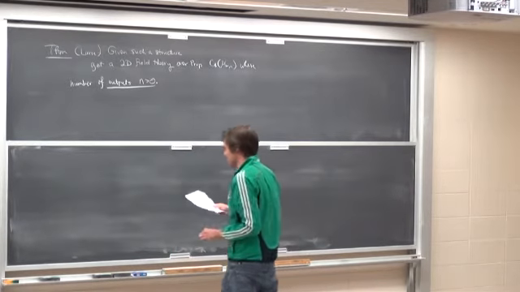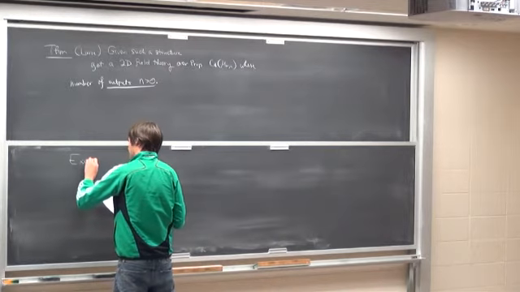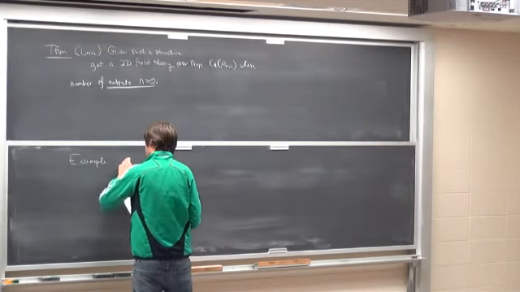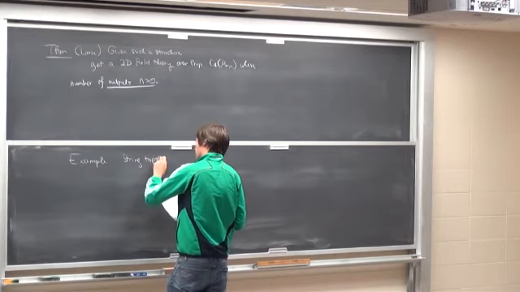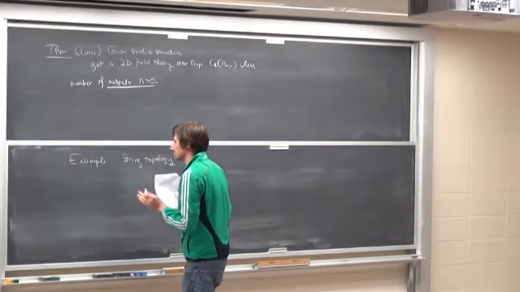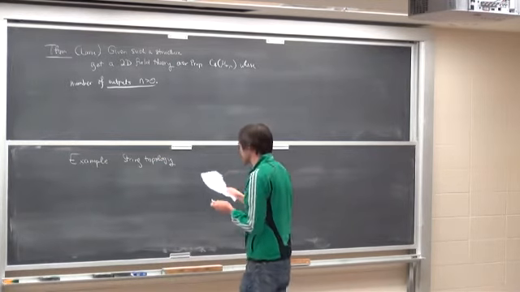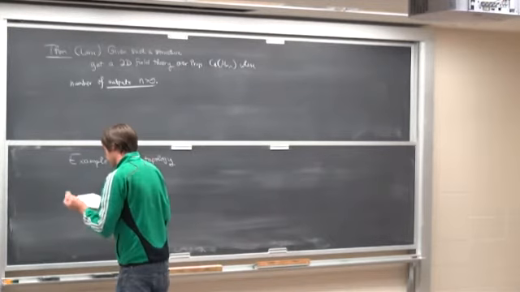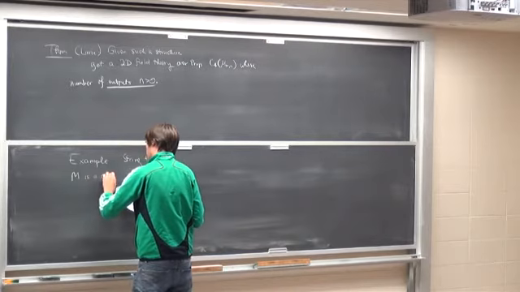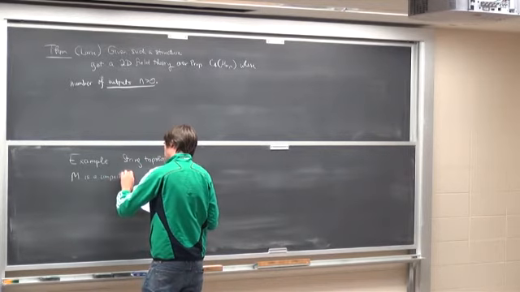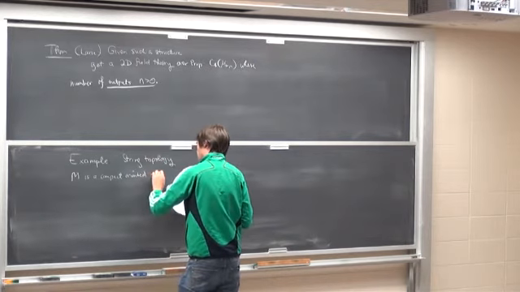So the example, for everyone else's benefit, is string topology, although it's only the defined part of string topology. String topology is potentially a richer structure than this, but so if M is a compact oriented manifold.